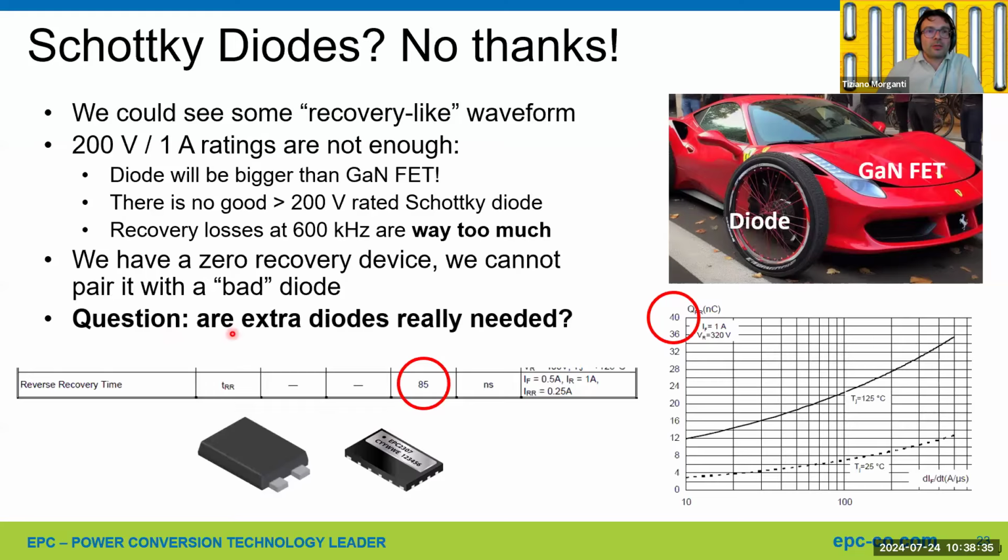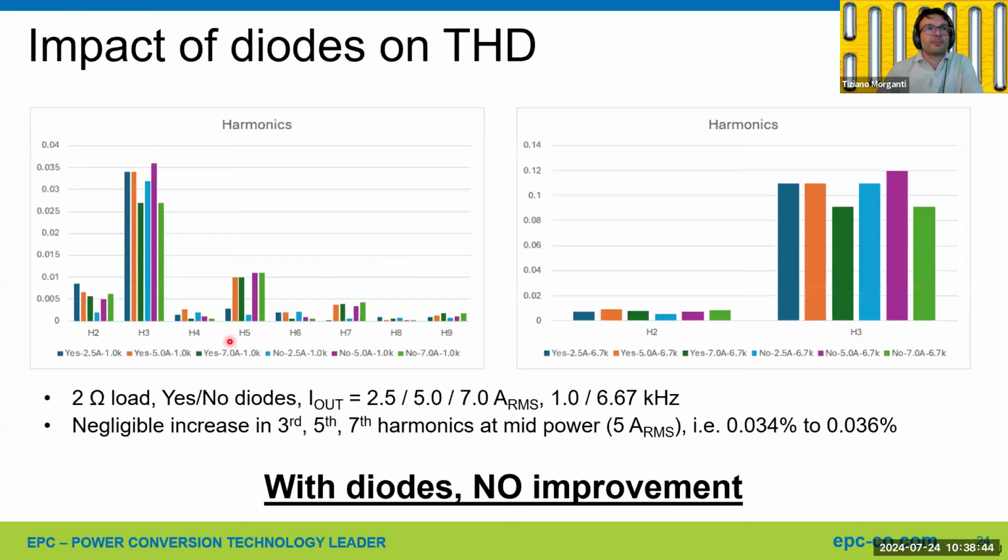So do we need to use extra diodes? Let's see what effect they have if we keep them or remove them. First of all, we asked ourselves, what's the impact on the THD? We measured the THD with and without diodes, and especially we wanted to look at the harmonics in various conditions of output current at 1 kilohertz and 6.67 kilohertz. What we found is that we have a small increase in the third, fifth, and seventh harmonic, from the orange to the purple. It's very small, less than 10%, maybe 5%. So basically, adding diodes to the half bridge gives a very small or negligible improvement.